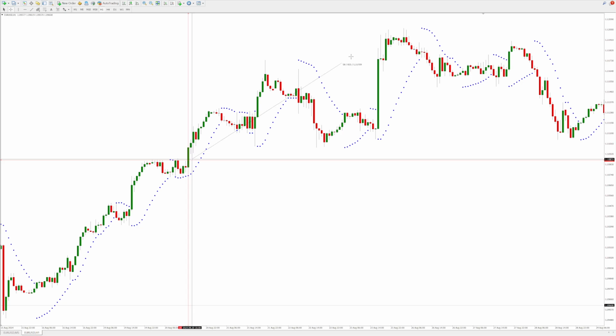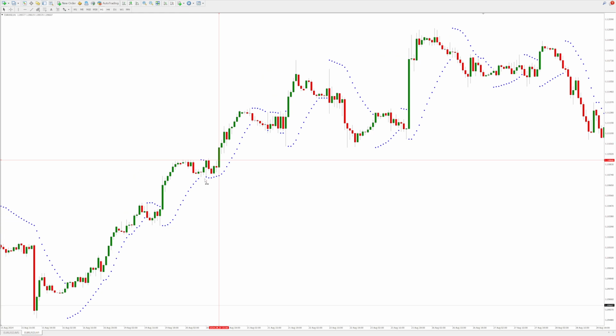There was still plenty left in the tank on that, over 100 pips. Stop loss below the SAR, 15 pips. Again, a good risk to reward ratio.